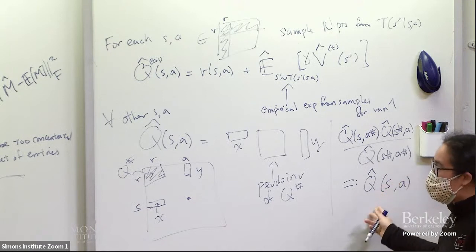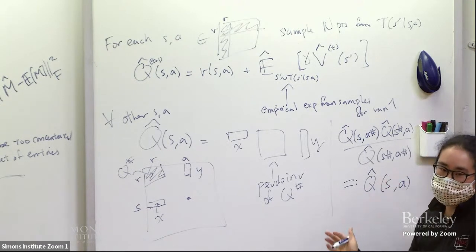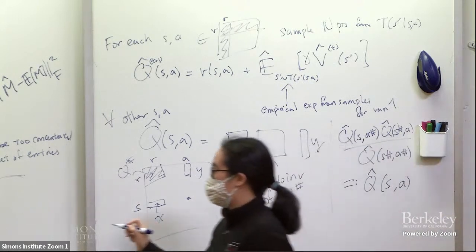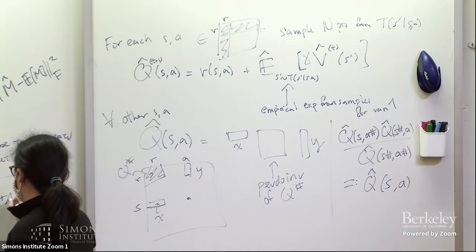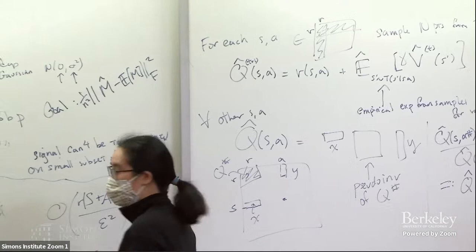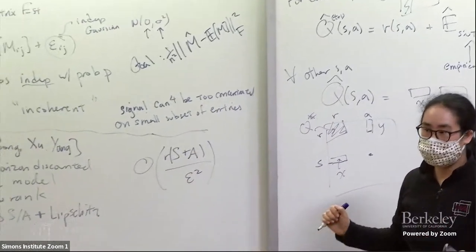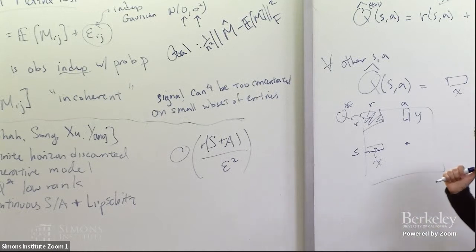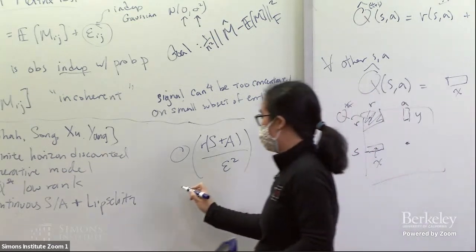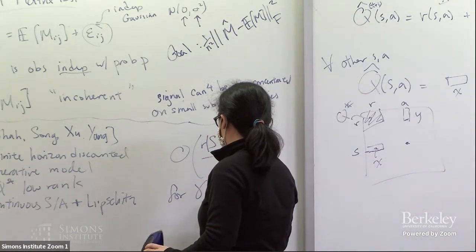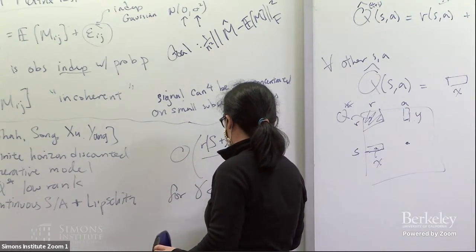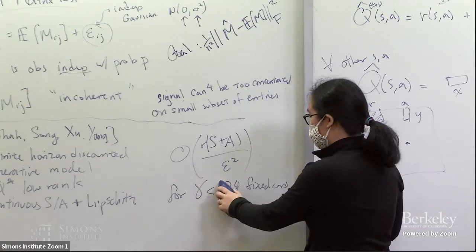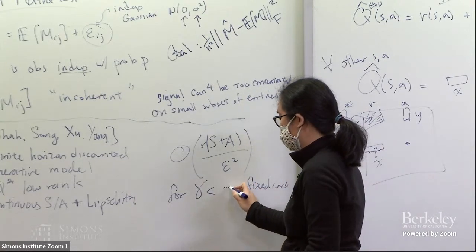What's interesting is they show a sample complexity that looks like R times S plus A over epsilon squared, which is what you think you should get. The one thing that's kind of hidden in an assumption somewhere is that this is for gamma less than a fixed constant. So think of this being, I don't know, less than 0.4 or something. So it's for gamma being something small.